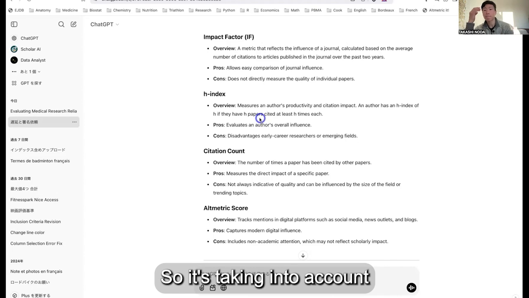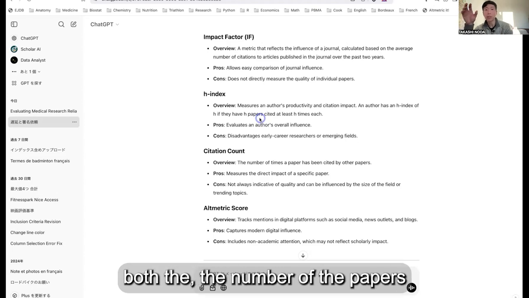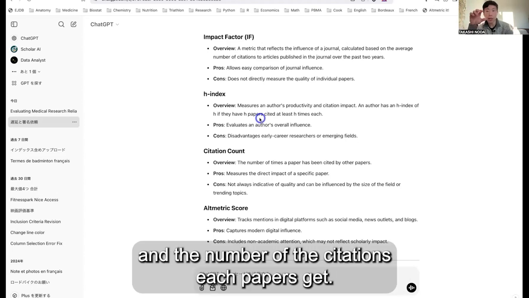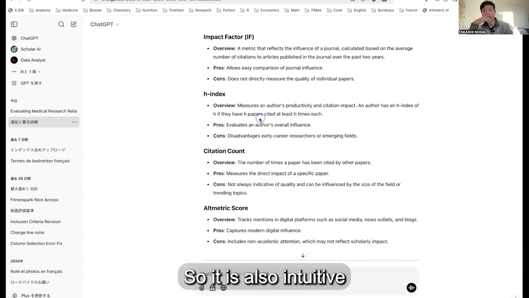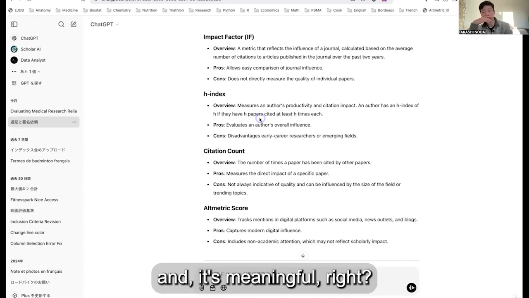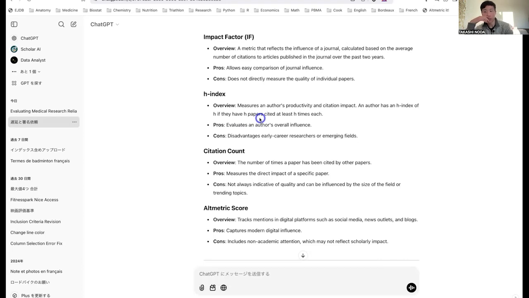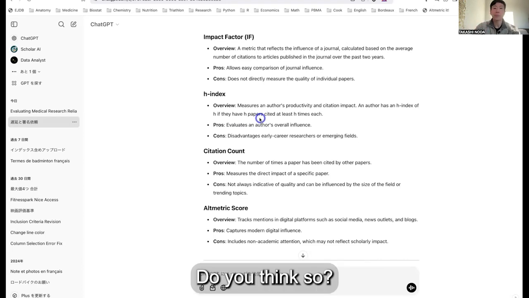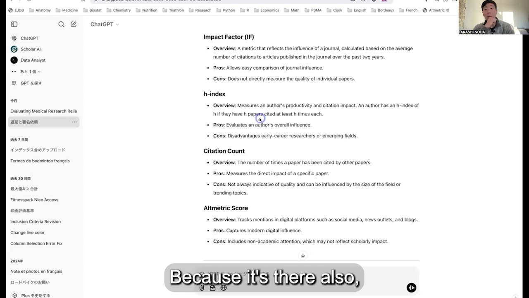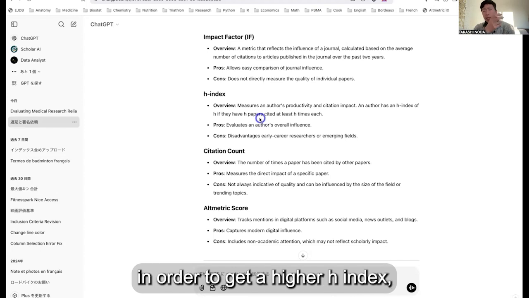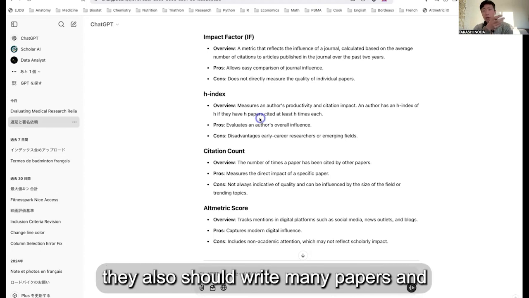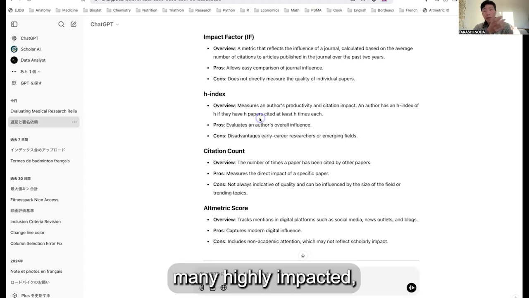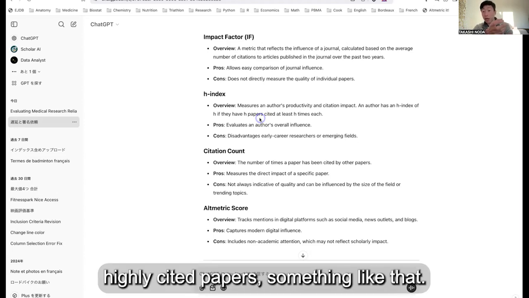So it's taking into account both the number of papers and the number of citations each paper gets. So it is also intuitive and meaningful, right? Do you think so? Because in order to get a higher H index, the author should write many papers, and many highly impactful, highly cited papers.